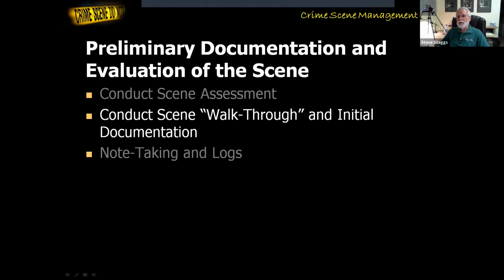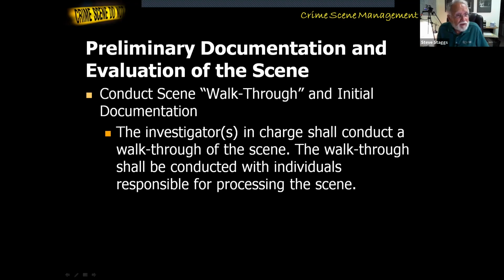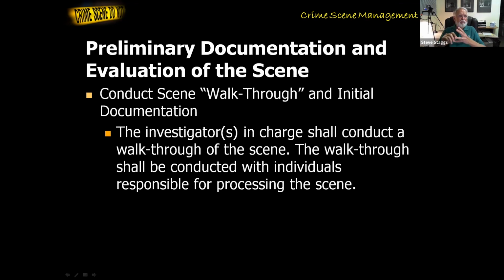The second point on this phase 2 is we conduct a scene walkthrough and initial documentation. This is where we're going to have an overview of the entire scene that identifies any threats to scene integrity and ensures protection of physical evidence. Keep in mind, written and photographed documentation provides a permanent record. A walkthrough should only be completed if it's not going to disturb the evidence.